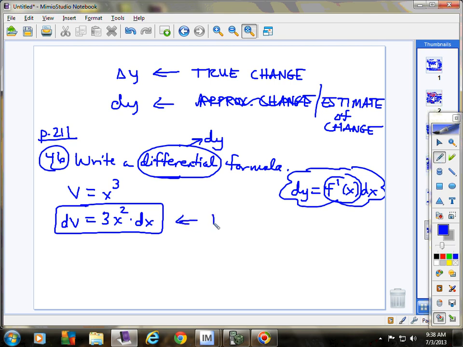Now here's what the book's answer will be. The book is going to have subscripts on x. So the book's going to say something like dV equals 3x0 squared dx. So just an x here is okay. But if you see that, I just want you to know where it came from. Again, it's that initial x, and whether we're going to call it a or x or x0.